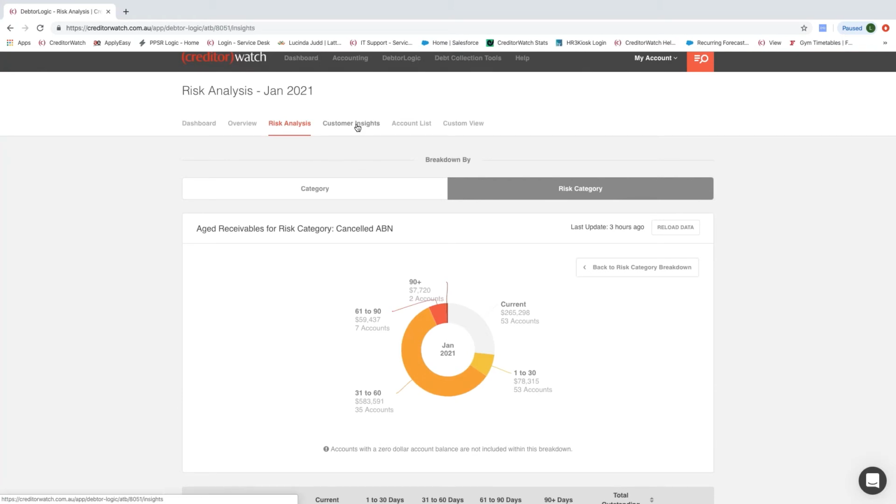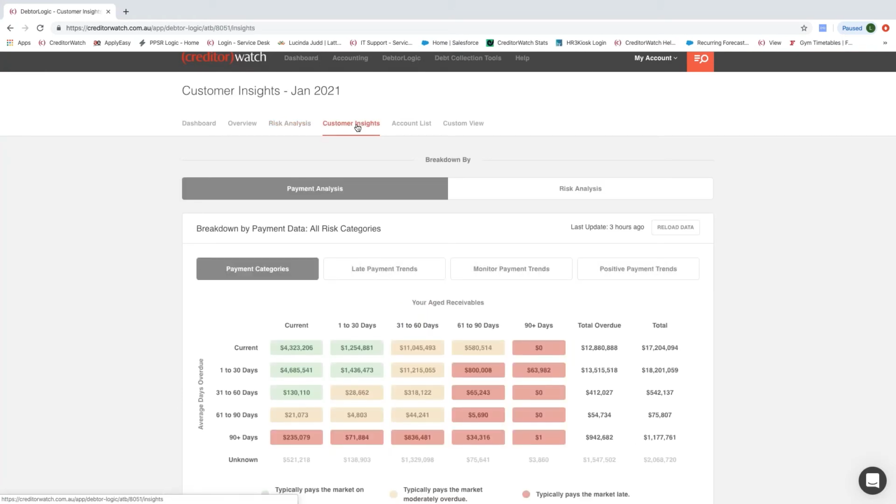So I hope you find that view of your ledger handy. If we jump into customer insights, I think this is really where most of our users will find the most amount of value out of the system, because this is definitely information that you probably don't have access to at the moment unless you're using a system like this. And this is our market insights, our data insights. It's where all of our data comes into play to create an average of how your customers are paying you, and then also comparing that to how they're paying the rest of the market.